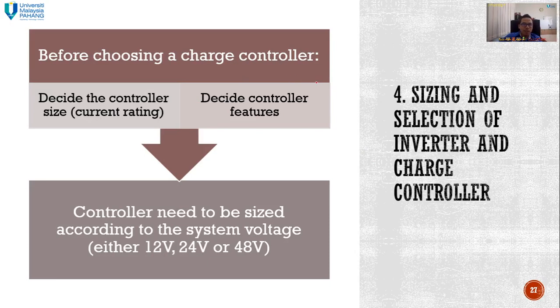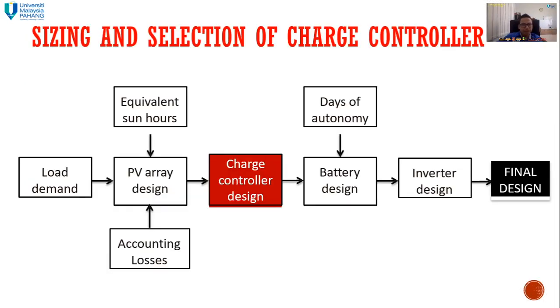Then next is to choose the charge controller. Okay, before choosing a charge controller, of course you need to decide the controller size, current rating, and decide controller features. So the controller needs to be sized according to the system voltage, 12 volt, 24 volt, 48 volt. Basically, all the charge controllers sold in the market, in Lazada, Shopee, AliExpress, Amazon, anywhere, are based on 12 volt, 24 volt, and 48 volt. This is very typical value.